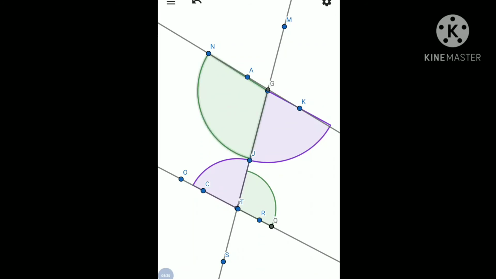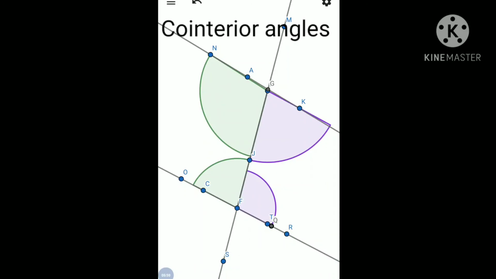The next pairs are co-interior angles, or pairs of angles on the same side of the transversal. See the position of the angles. They are on the same side of the transversal and interior, inside the lines.